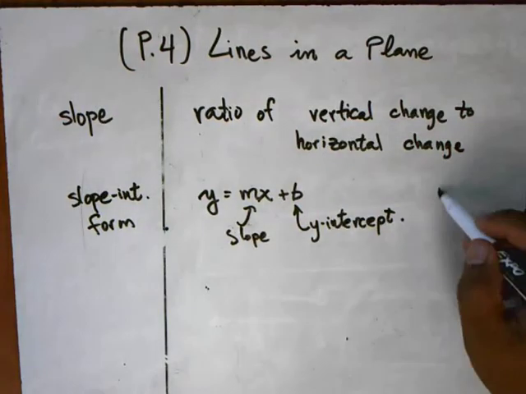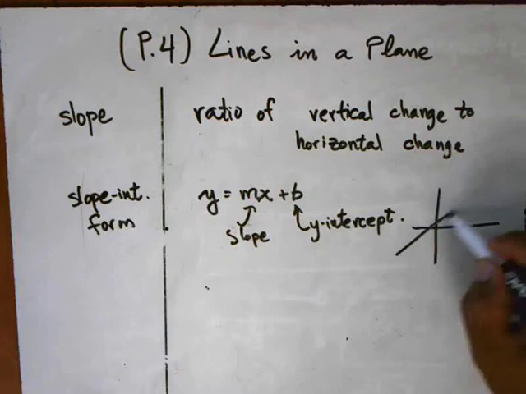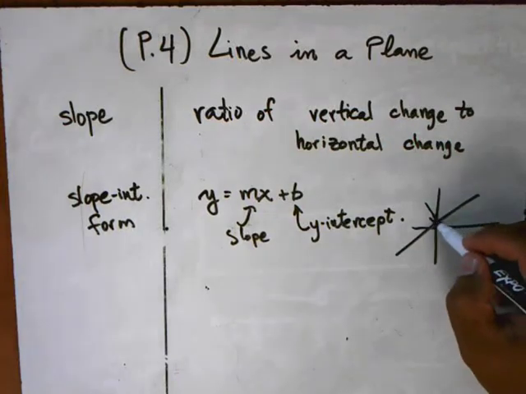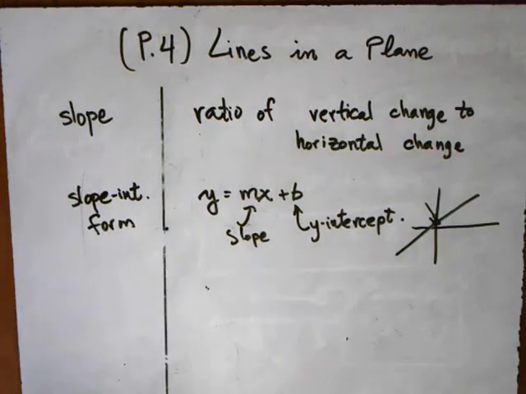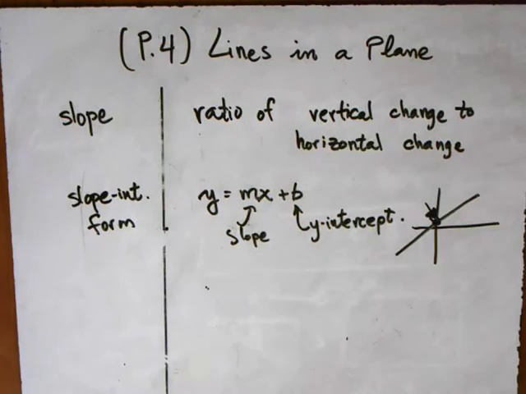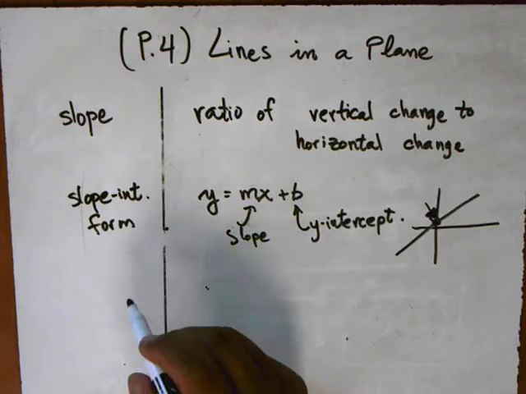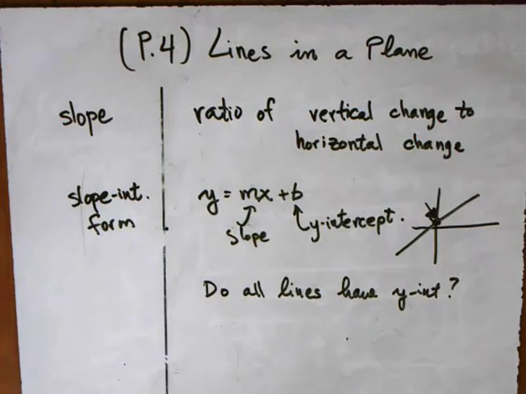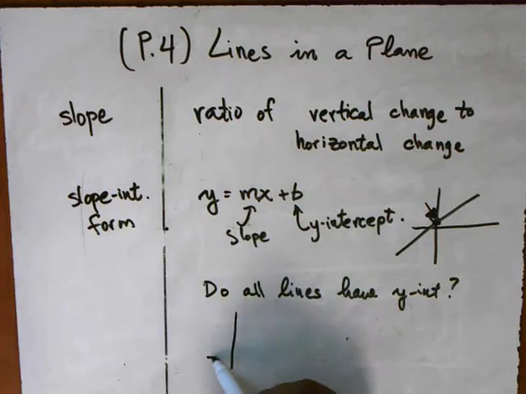Okay? So if I had a graph like this, this point right here would be the y-intercept because that's where the graph actually crosses over the y-axis. Okay? And so one of the questions that we face is, do all lines have the y-intercept, or is it just some lines or most lines? Well, we can look at some examples here.